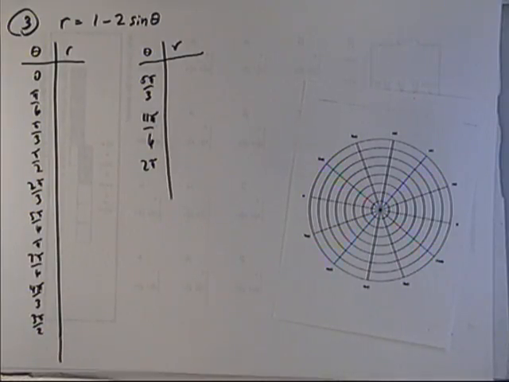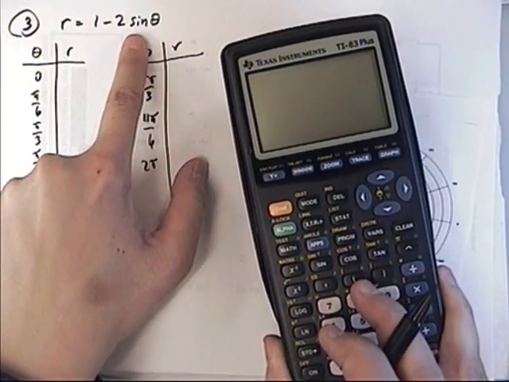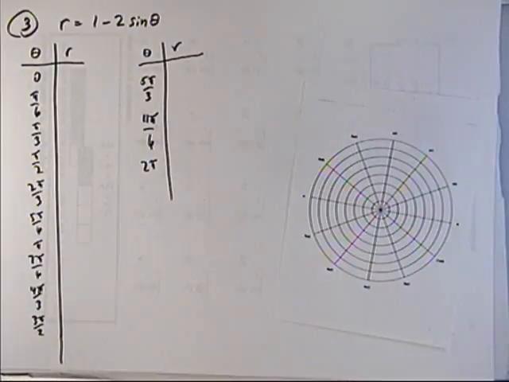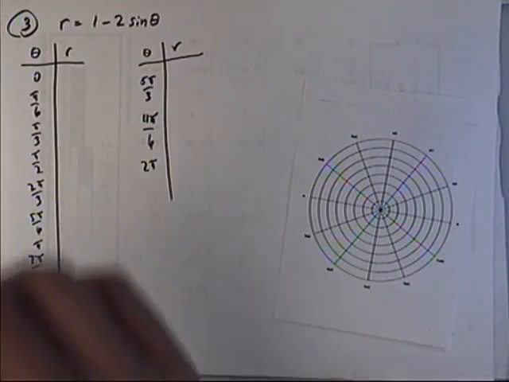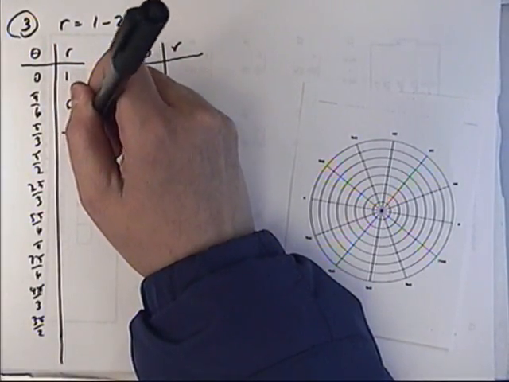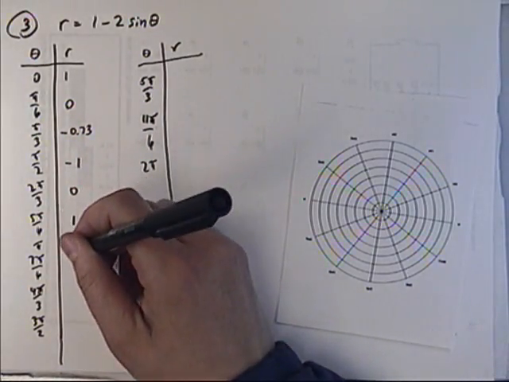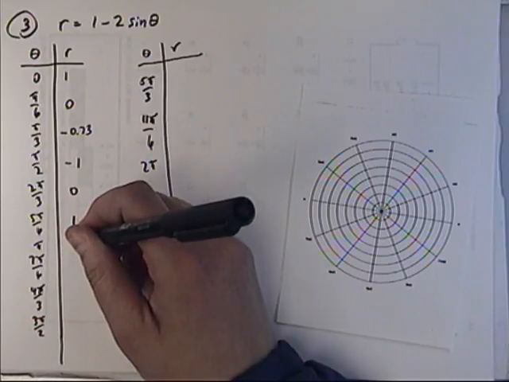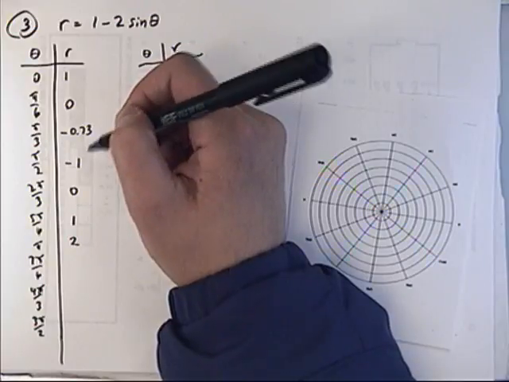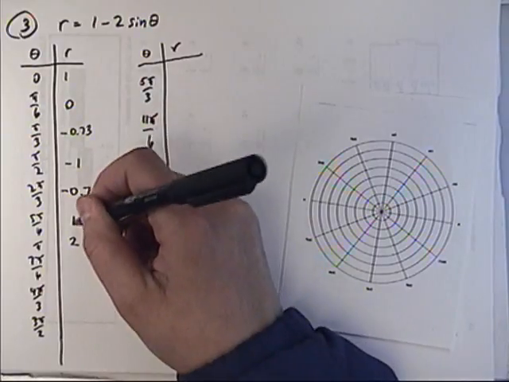I will type into my calculator first the sine of 0, get an answer, multiply it by 2, and then go 1 minus that answer. So just keep doing this for each one of these angles. Make sure your calculator is in radians, and you should get these numbers. Oops. Uh-oh. Oh, I missed one. There we go.